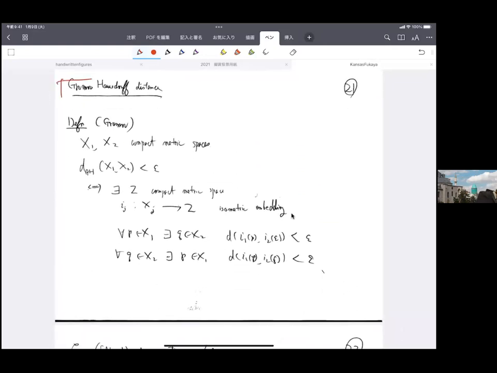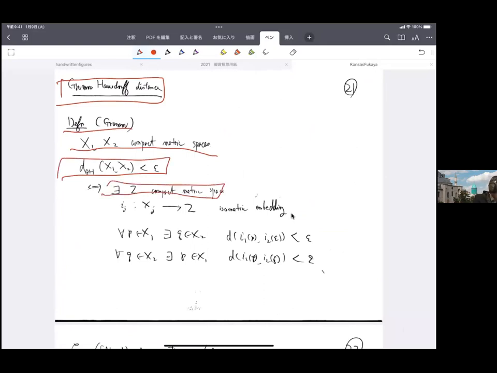Okay, but since I have 15 minutes, an important thing I want to explain is the Gromov-Hausdorff distance. I first review the Gromov-Hausdorff distance in the classical metric space context. Suppose you have two compact metric spaces. The Gromov-Hausdorff distance is smaller than epsilon if and only if there is another compact metric space Z, so that these two metric spaces are isometrically embedded.